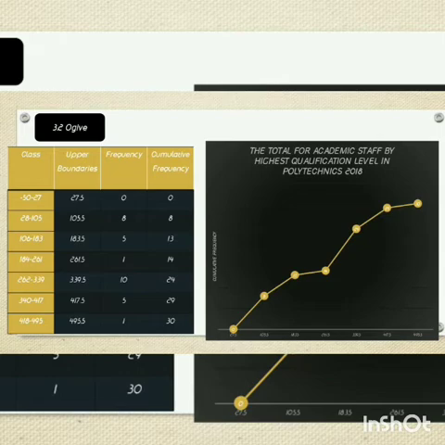28.5, the cumulative frequency is 0. 105.5, the cumulative frequency is 8. 183.5, the cumulative frequency is 13. 261.5, the cumulative frequency is 14. 339.5, the cumulative frequency is 24. 417.5, the cumulative frequency is 29. And lastly, 495.5, the cumulative frequency is 30.